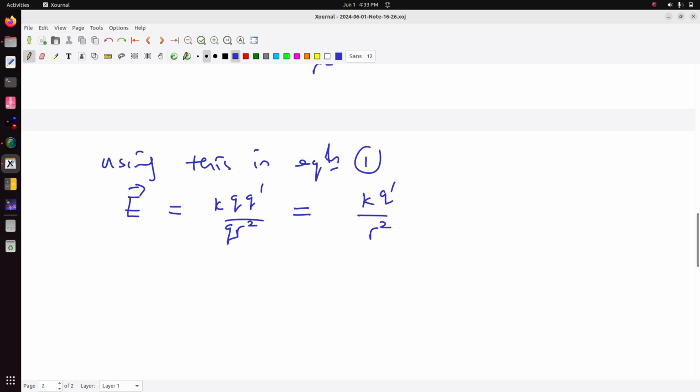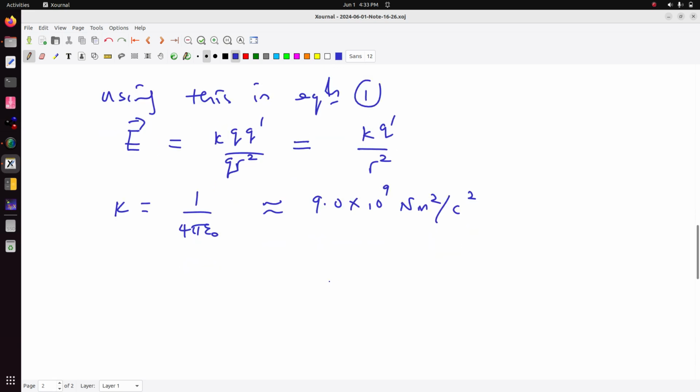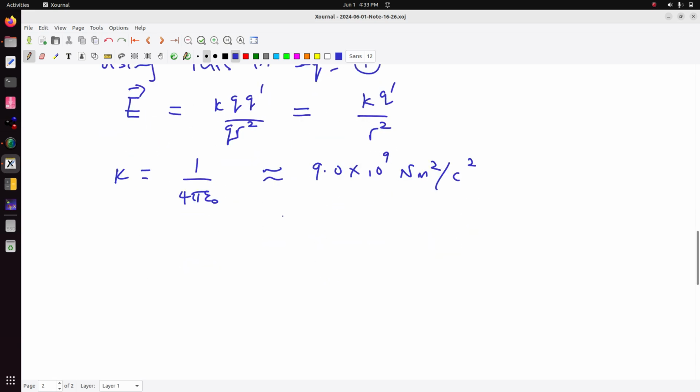So this K is a constant. K is 1 over 4 pi epsilon naught, where epsilon naught is the permittivity of free space. So this value is approximately 9.0 times 10 to the power 9 Newton meter squared per coulomb squared. Okay, so that is the constant.